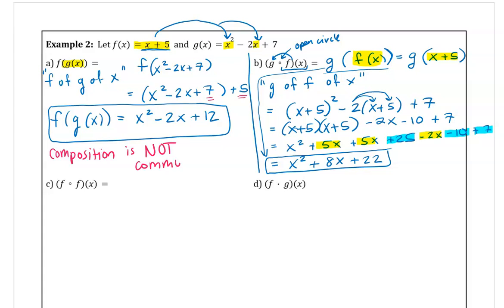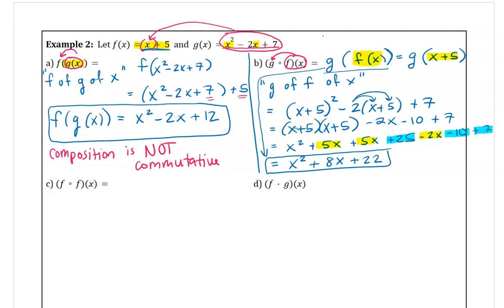The order matters, and so you have to be careful with the order. Whatever's inside stays the same and gets plugged into the one that's on the outside. The one on the outside is the one whose x gets replaced with something else. So the function on the inside gets plugged into the one on the outside. Or you could think of it as the function on the right gets plugged into the function on the left. So the order matters.